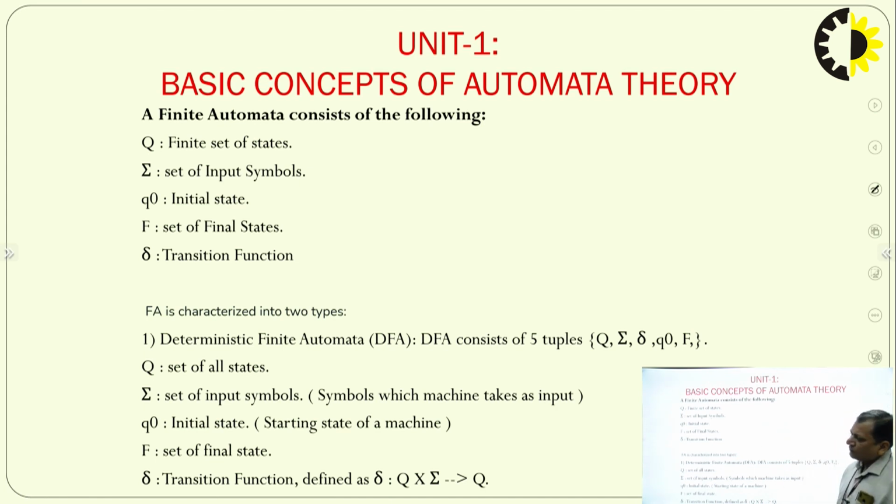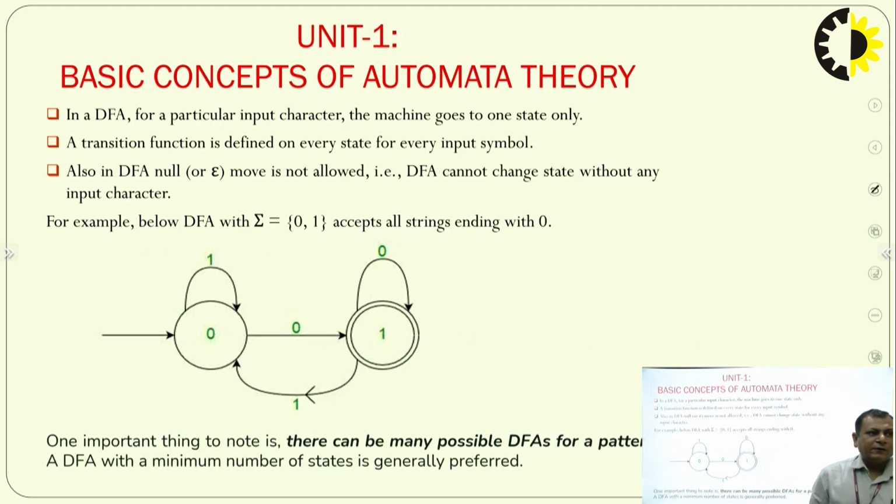Right? So here we can define the number of tuples in the deterministic finite automata, or in short DFA. In a DFA, for a particular input character, the machine goes to one state only. That is why it is called deterministic. What is the meaning of deterministic? When we apply some input symbol on some state, the next state will be determined uniquely. यानी कि वो केवल एक ही होगी, वो एक से ज्यादा नहीं हो सकती है. So in the DFA, for a particular input character, the machine goes to one state only. A transition function is defined on every state for every input symbol.